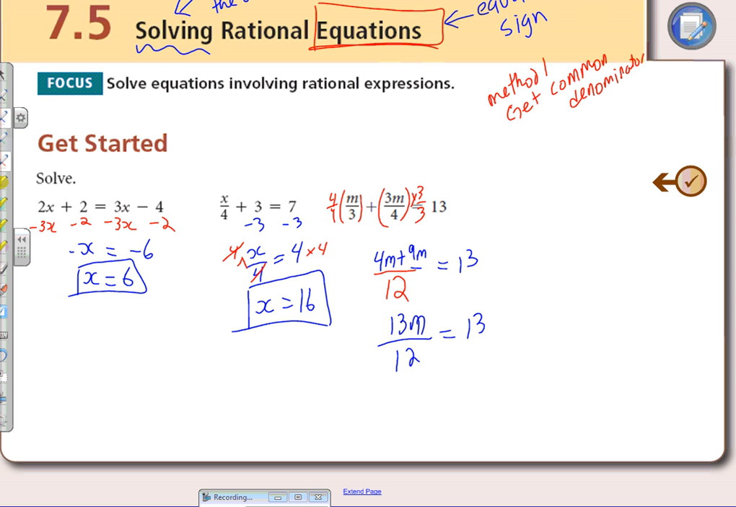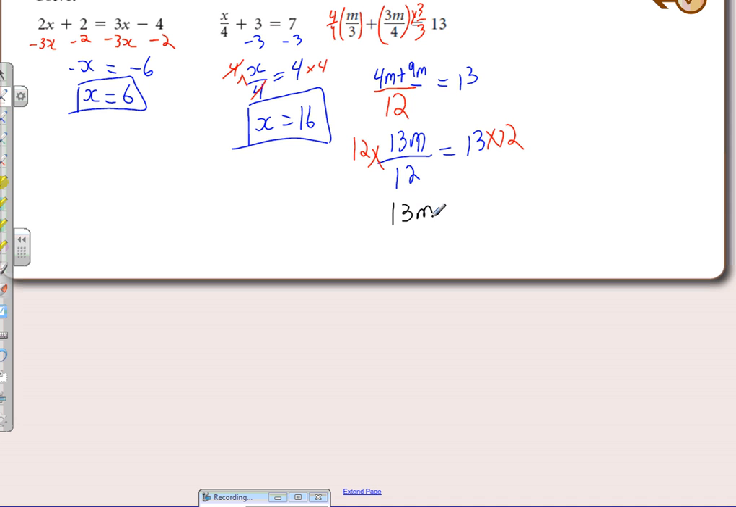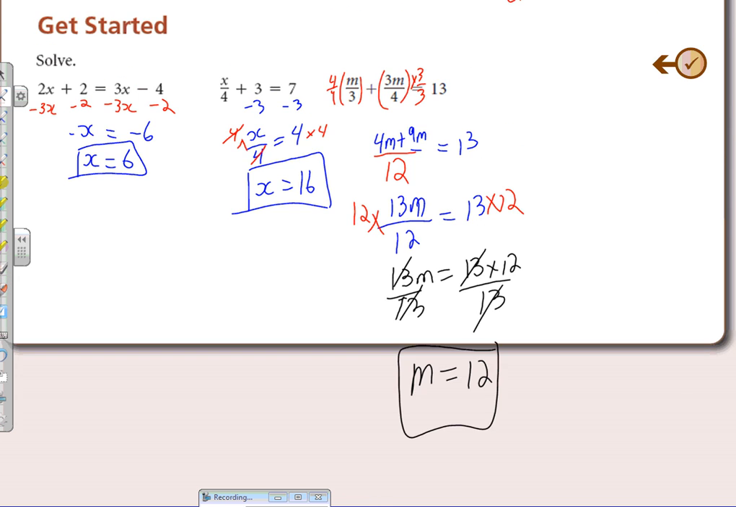And now we're going to multiply the 12 up to the other side, and then we're going to divide by 13. I'm not going to waste my time going 13 times 12 and getting that, because I can look ahead and say, I'm going to divide by 13 right away. So when I divide by 13, I just have to go like that and say that m is equal to 12. I didn't need to figure out what 13 times 12 was and then divide by 13 again. So there's method number 1. It's getting a common denominator.